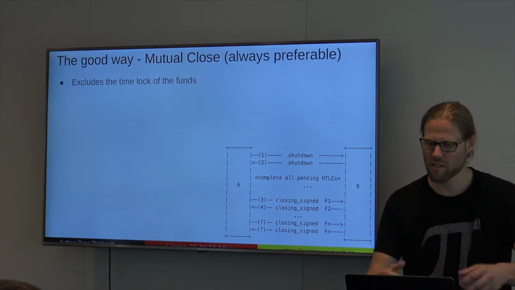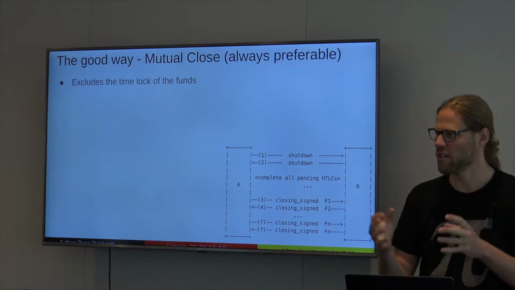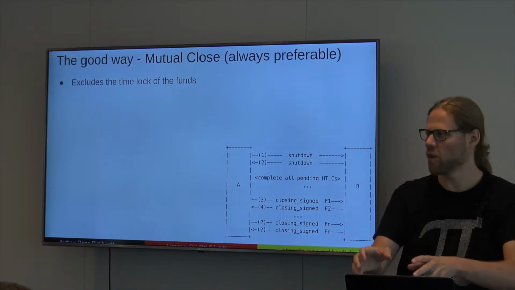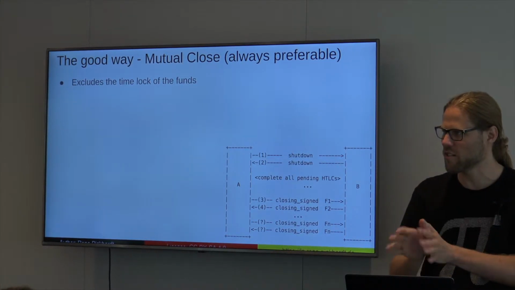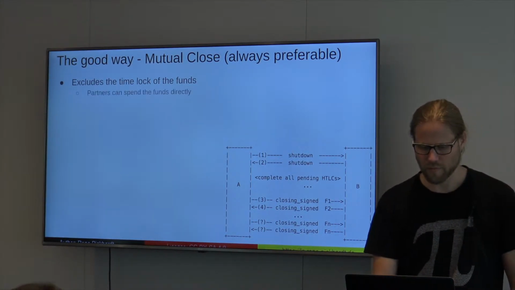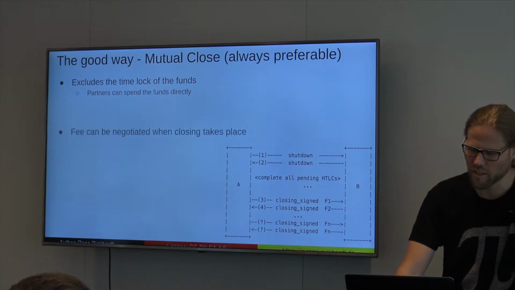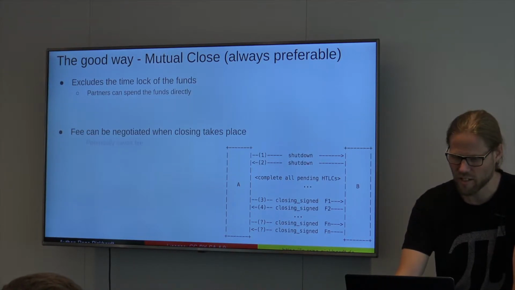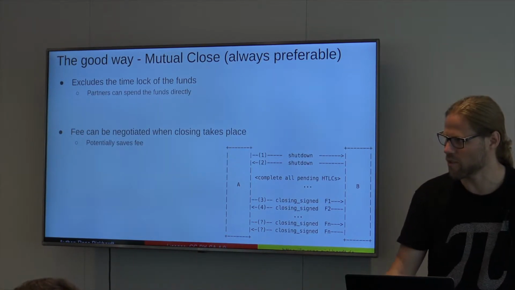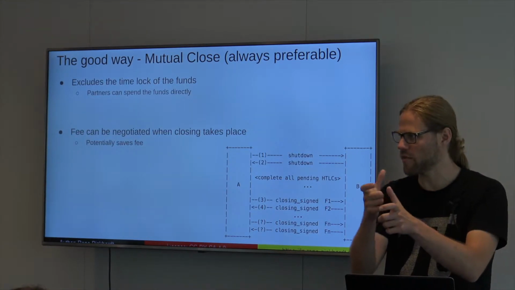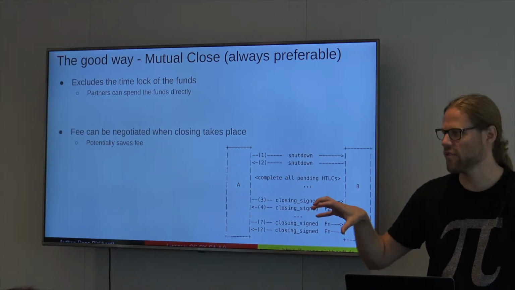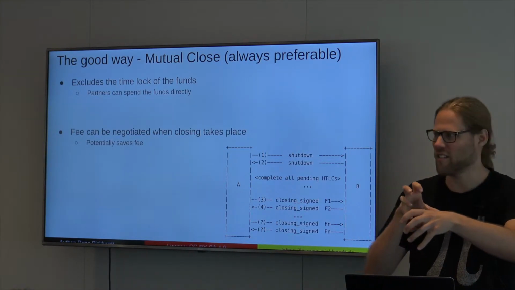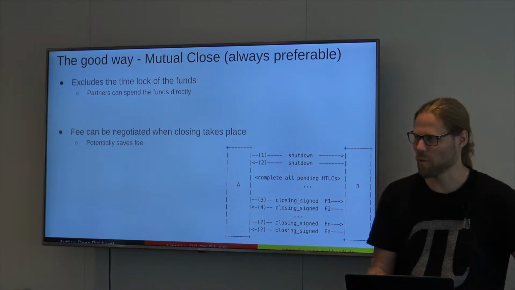So it excludes the time lock of the funds. Right? You make just a spend and you say this amount goes to you, this amount goes to me, and once we publish this transaction, we're happy, it just goes out. So partners can spend these funds directly. The fee can be negotiated while the closing takes place, and this potentially saves a lot of fees, because you can basically look at what the fee levels are. Only problem is if your fee estimation of both nodes is different, because you might use different implementations and then you have a different understanding of the world.